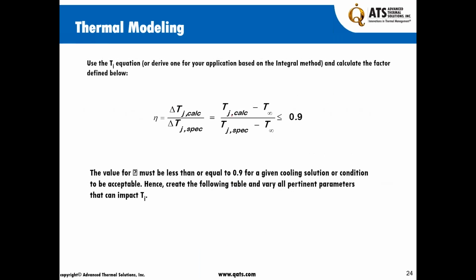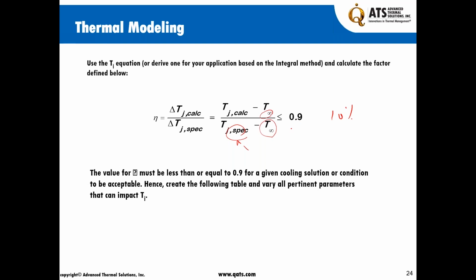So we come up with this ATA factor that you've heard me talk about before in other presentations, that says the TJ calculated, junction temperature calculated, minus the reference temperature, that's why I put the infinity sign in here, divided by the spec, whatever the manufacturer of the device says, minus the same ambient, should be less than or equal to 90%, or that 10% margin that we were talking about.